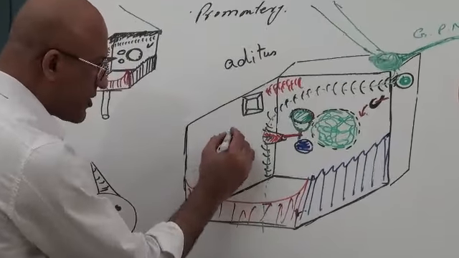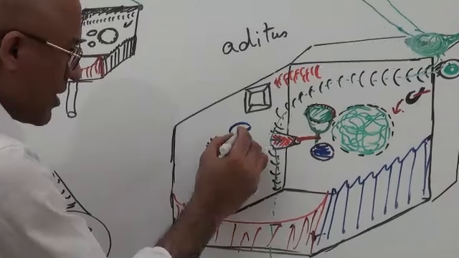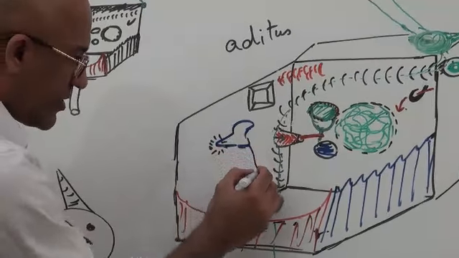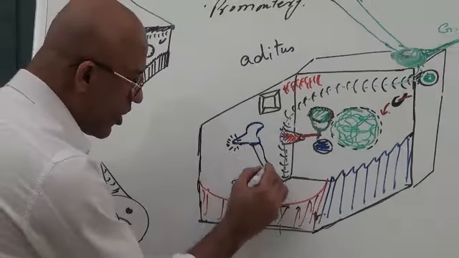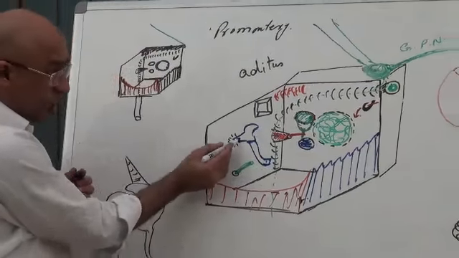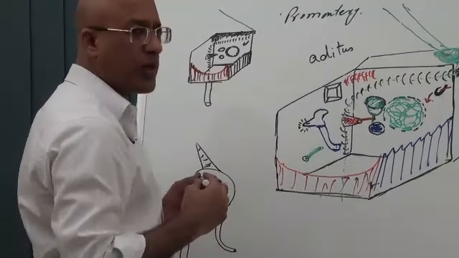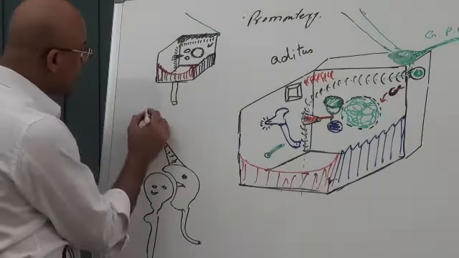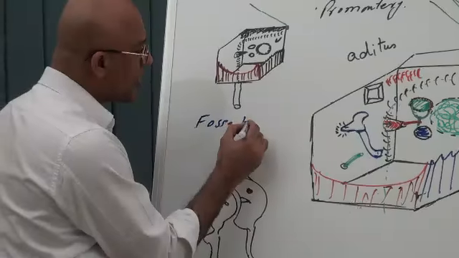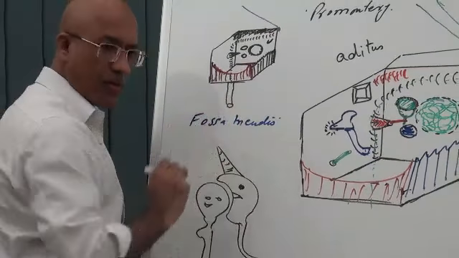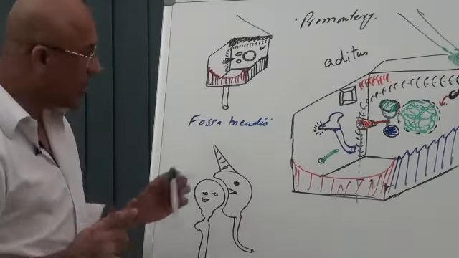So this is the short process of incus. This was incus and here is the long process of incus. The short process of incus fits into this depression. That is why this depression is called fossa incudus. Fossa incudus. Is that right? Fossa incudus.